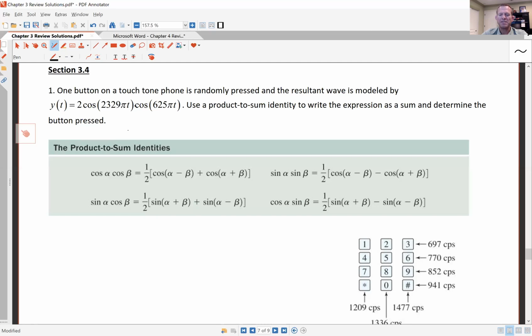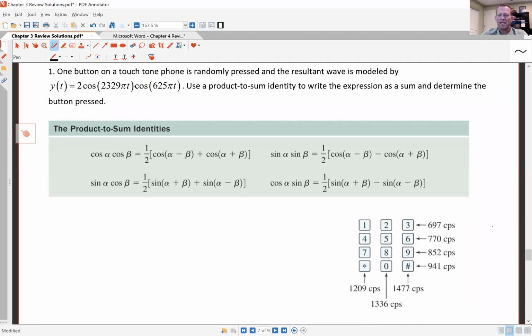And then that will help us determine the button pressed, because when you press a button on a touch-tone phone, say you've pressed 8, it's a sum of 2 sine waves, one whose frequency is 1,336 cycles per second to another 852 cycles per second.